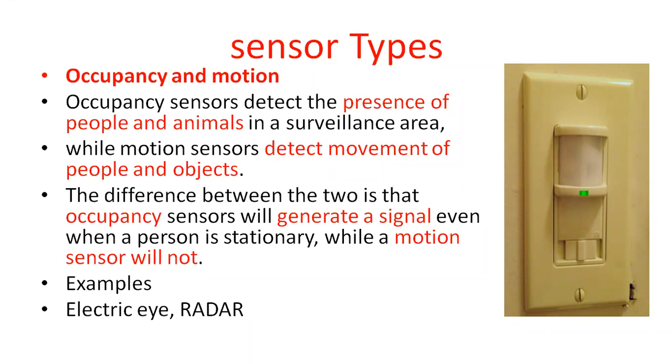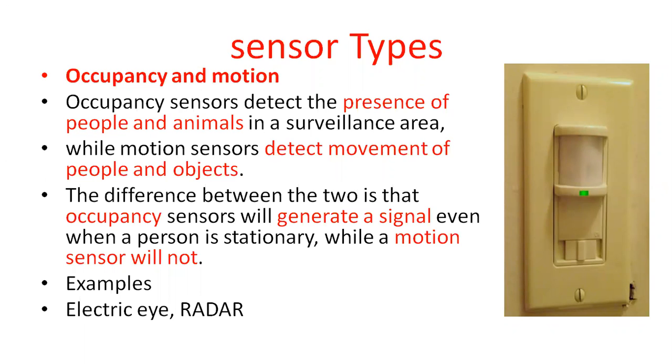The presence of people and animals in the area, while a motion sensor detects the motion of people or an object. What is the main difference between an occupancy sensor and a motion sensor? The occupancy sensor generates a signal. That means an occupancy sensor will generate a signal even if the person is stationary, while a motion sensor will not.